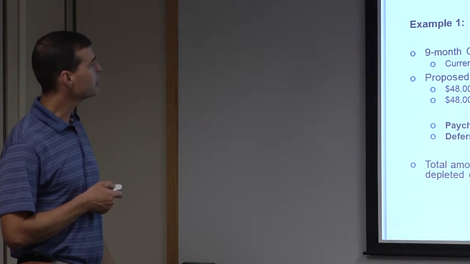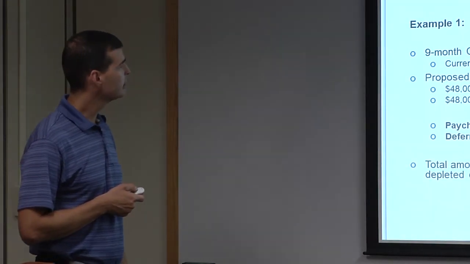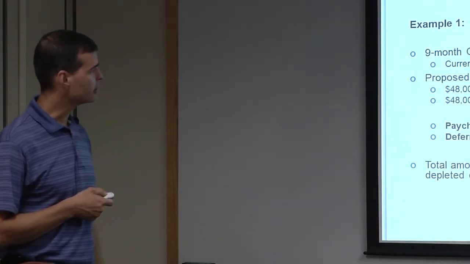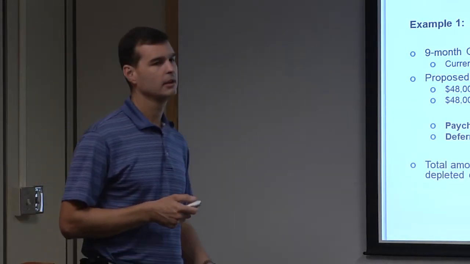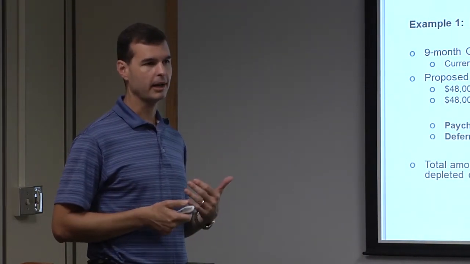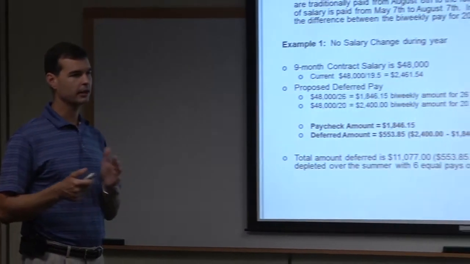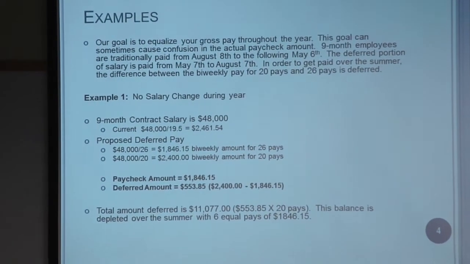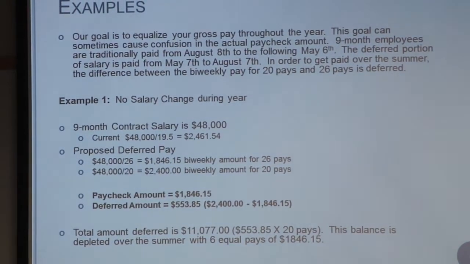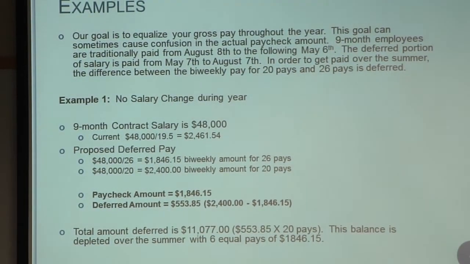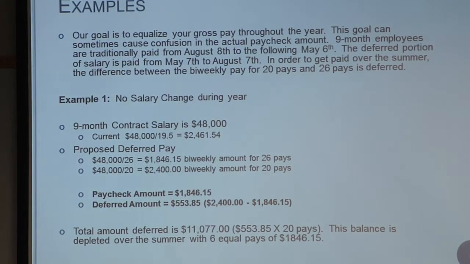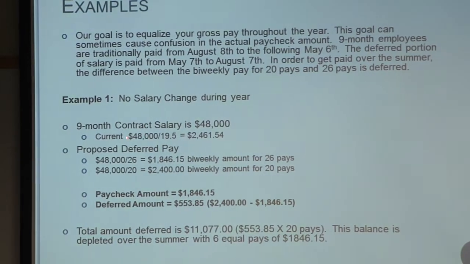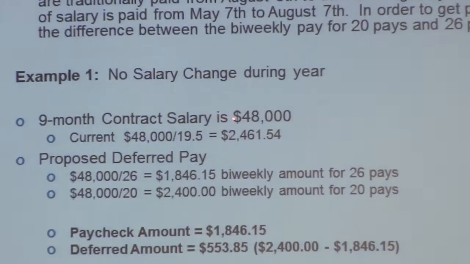So with our goal being to equalize your gross pay, what actually happens here is each paycheck, we take a little bit of your paycheck and hold it back. And that gets stored for you. And so August through May, you're getting a paycheck, and then May through the following August, you're getting that amount paid out to you. So just an example of a 9-month contract salary rate of $48,000.